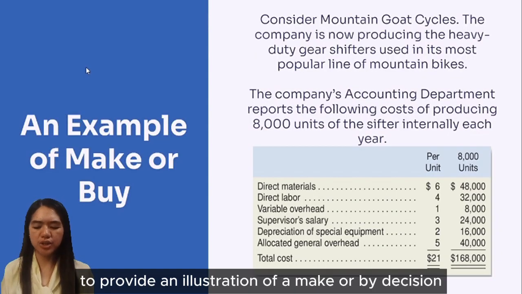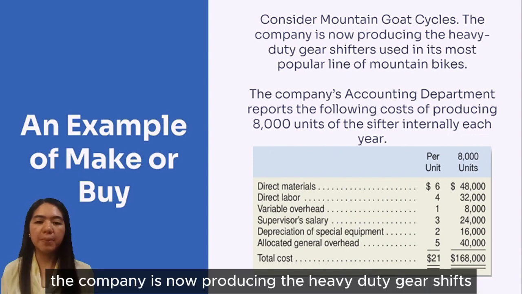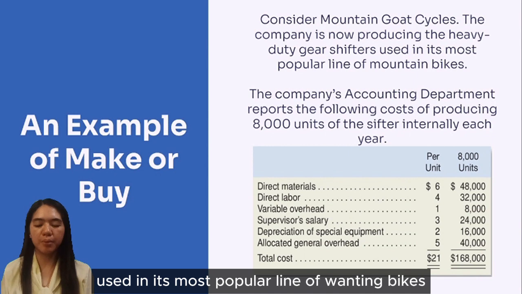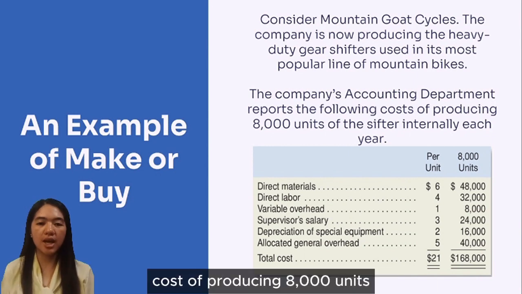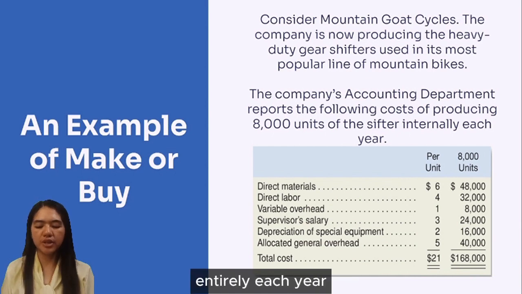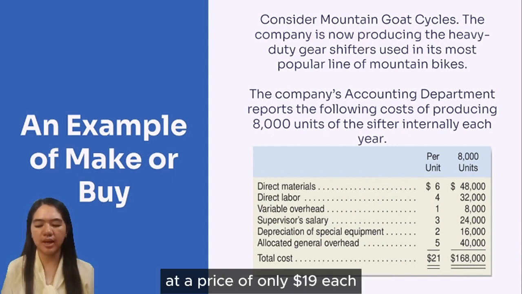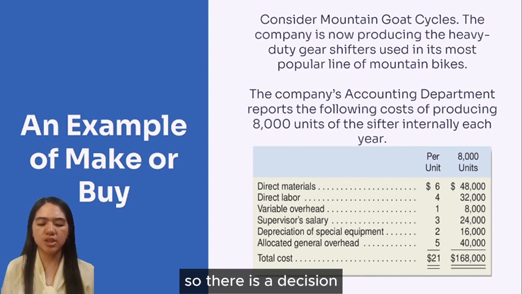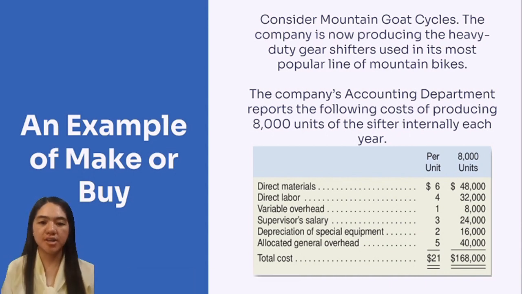To provide an illustration of a make or buy decision, consider Mountain Goat Cycles. The company is now producing the heavy-duty gear shifts used in its most popular line of mountain bikes. The company's accounting department reports the following costs of producing 8,000 units of the shifter each year. Then, an outside supplier has offered to sell 8,000 shifters a year to Mountain Goat Cycles at a price of only $19 each. So there is a decision and a choice whether to make the shifters or to buy them from outside suppliers.